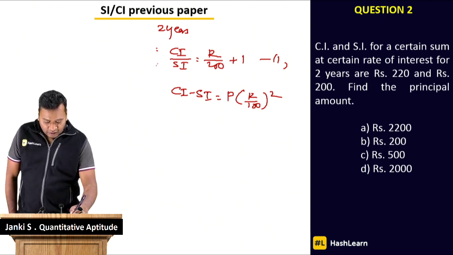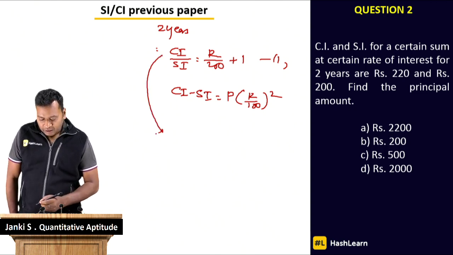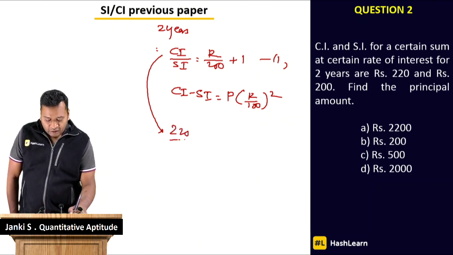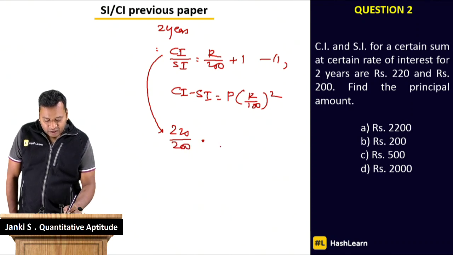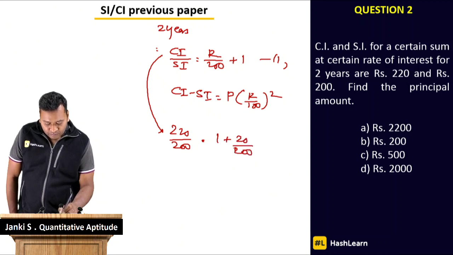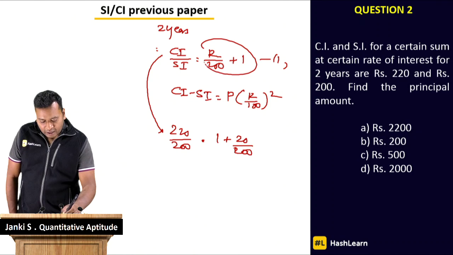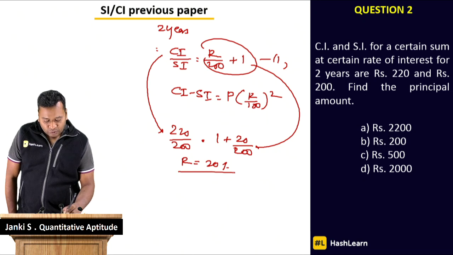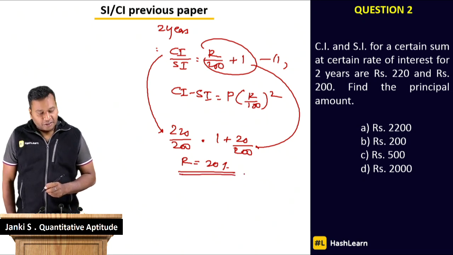In this case, if I'll use the first formula here, my compound interest and simple interest is nothing but 220 by 200. Can I write this value as 1 plus 20 by 200, right? So that I am writing this one in this format. So what is my rate of interest now? My rate of interest is about 20%.